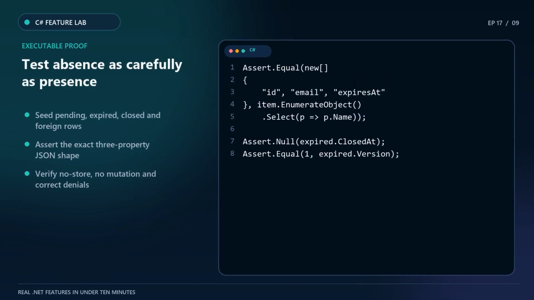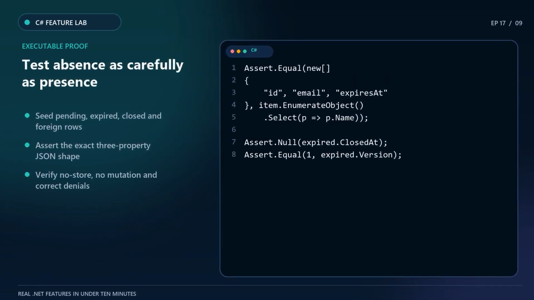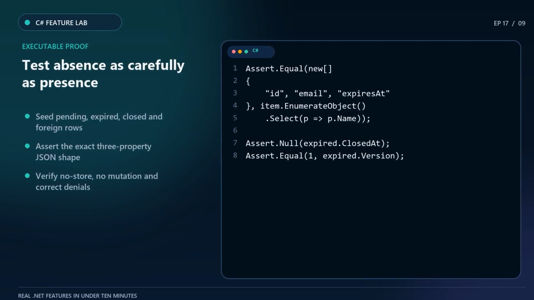Provider-backed integration tests drive the real identity endpoints, tenant context, policy, Entity Framework store and SQLite provider. The main test seeds 2 current invitations plus expired, cancelled, accepted, and foreign workspace rows. It sends a forged tenant query value and still receives only the selected workspace.